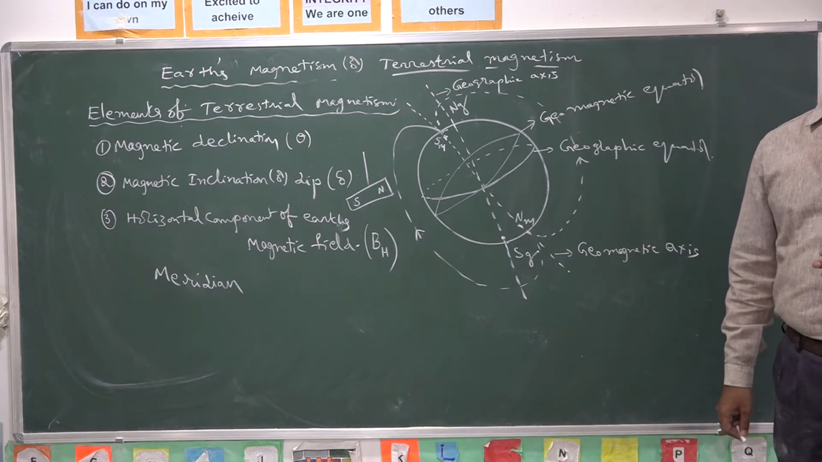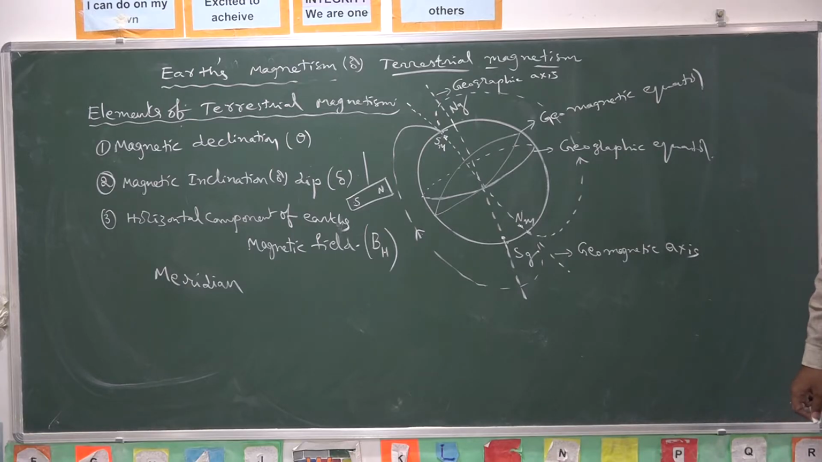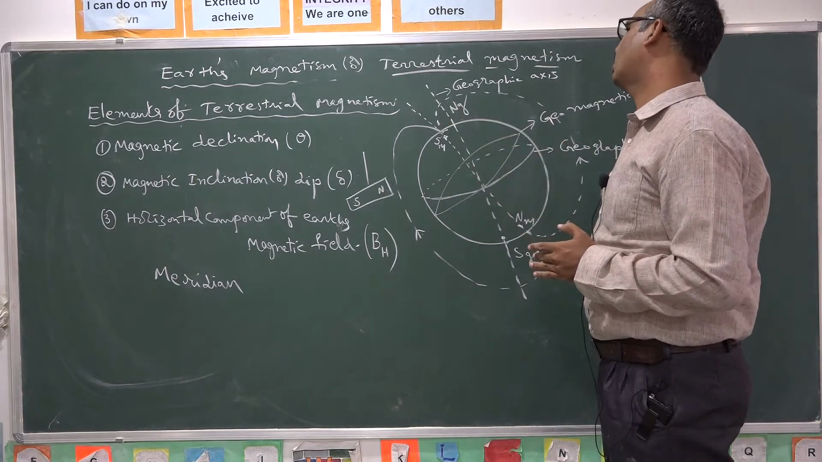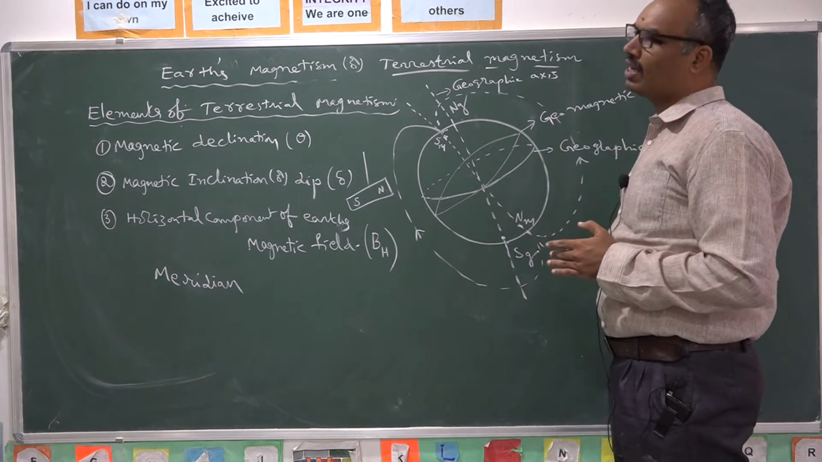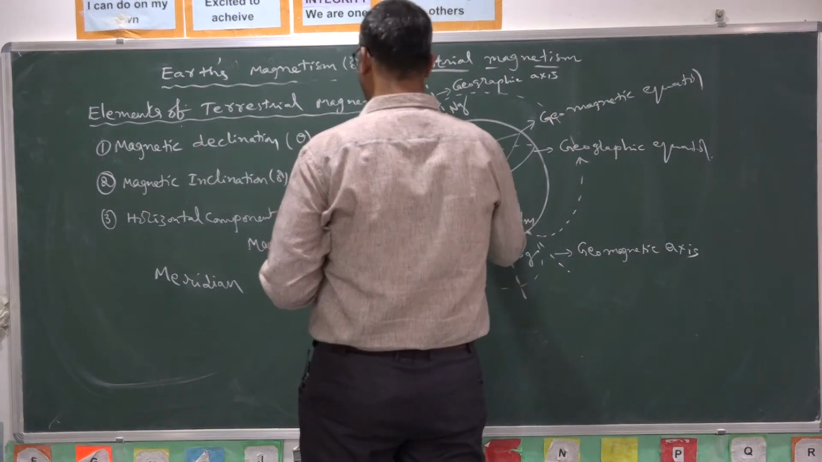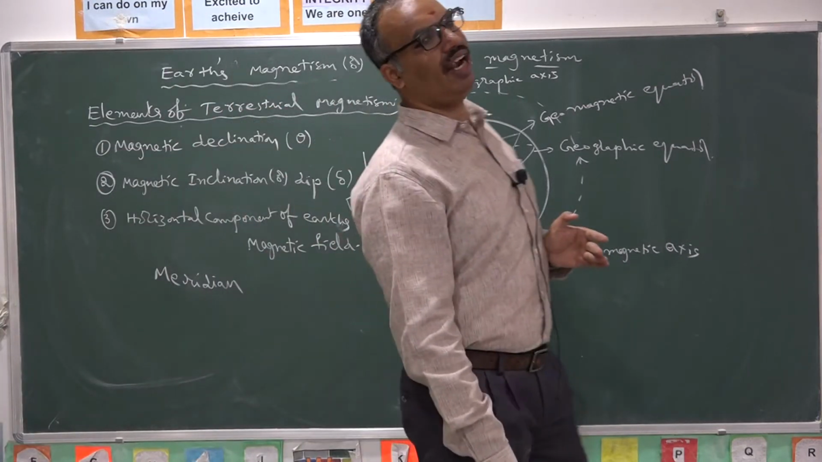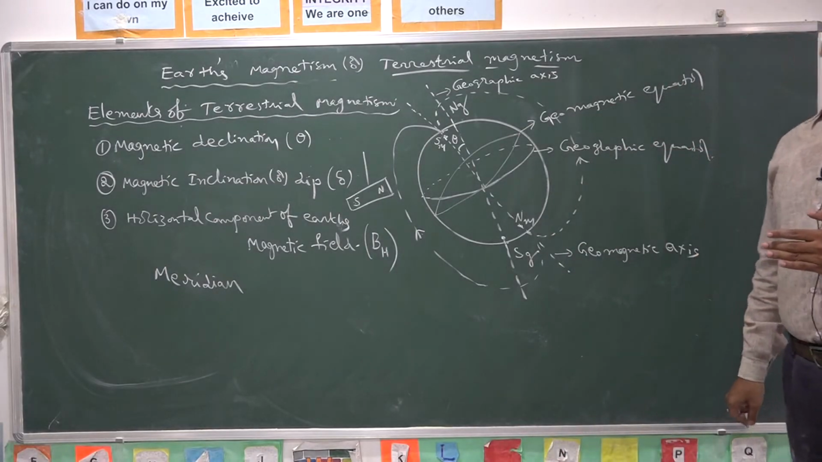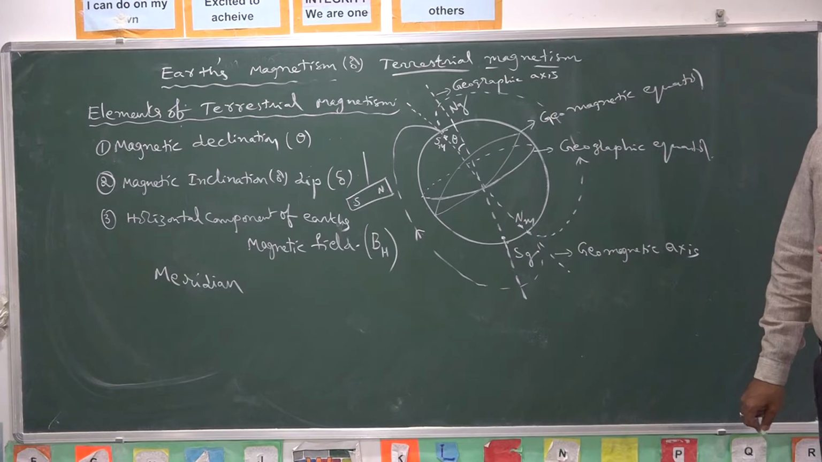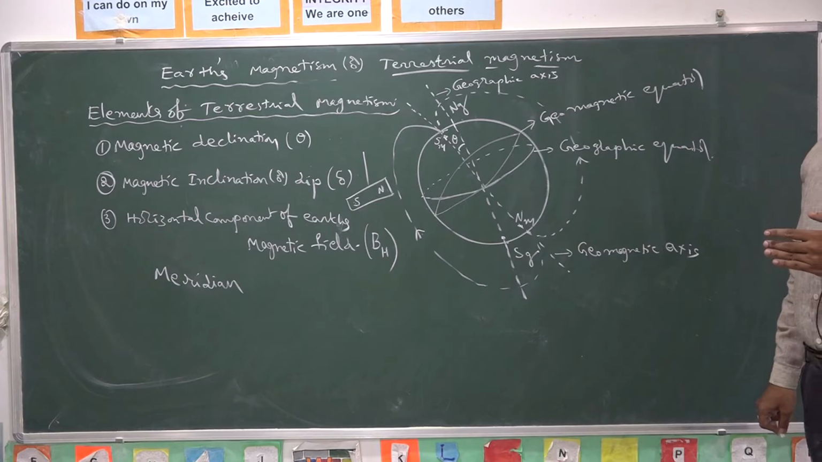Now let us understand what is magnetic declination. Now you said there are two axes for Earth, geographic axis as well as magnetic axis. The angle between these two axes is theta, nothing but magnetic declination. Magnetic declination is defined as the angle between geographic axis as well as geomagnetic axis.